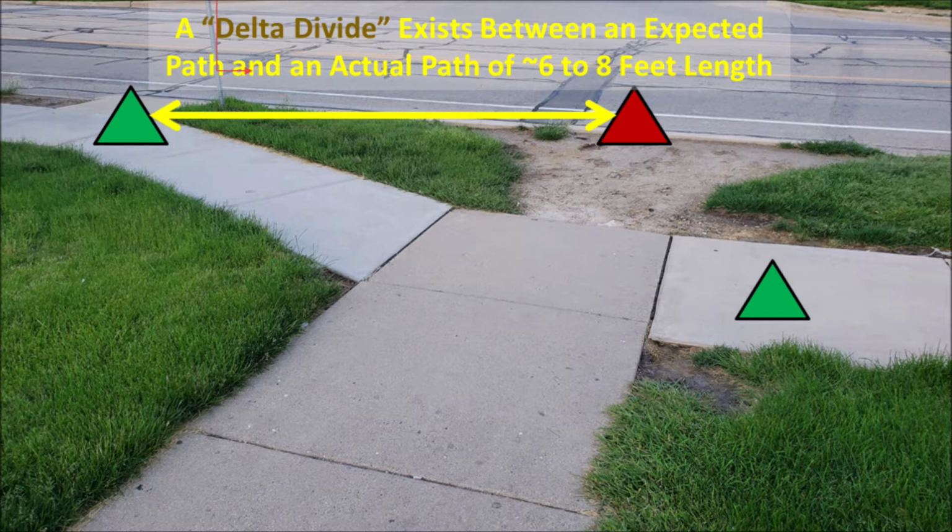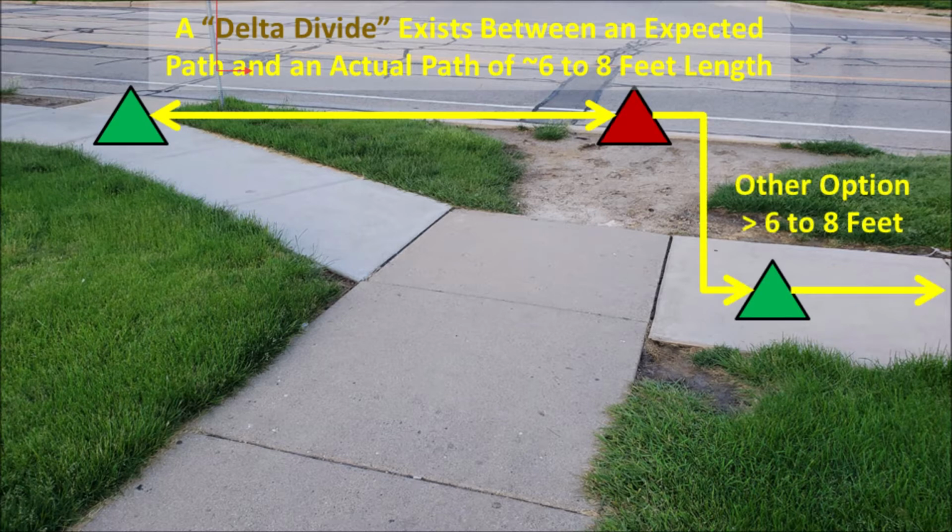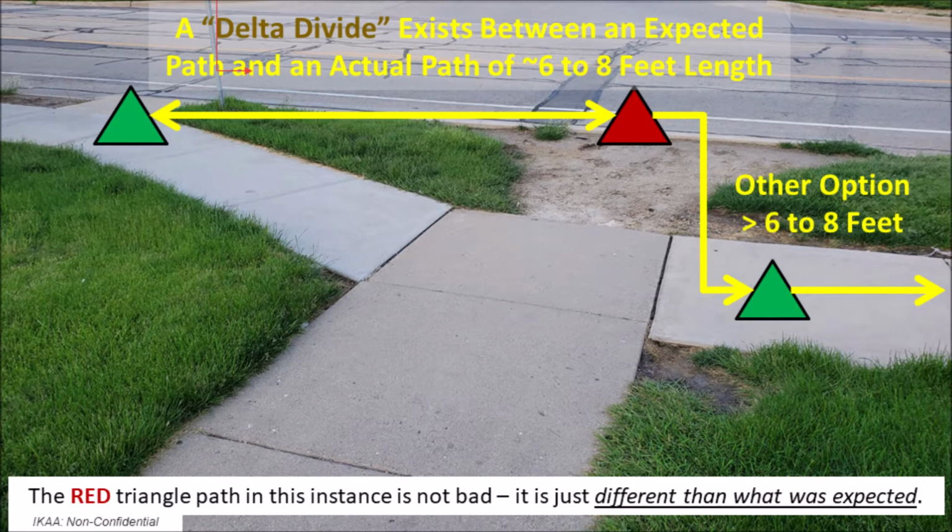So in this example, we can see that a deviation from what was intended is somewhere, I would say, in the area of 6 to 8 feet approximately. In other words, the distance between the intended path and the actual path becomes this delta divide that I'm talking about. We should also make note here that there is a more distant alternative path that has a crosswalk and traffic lights to the right for safety, because safety is always important for our people. All right, so restating from an earlier slide, red is not bad, but it's just different than what was expected.